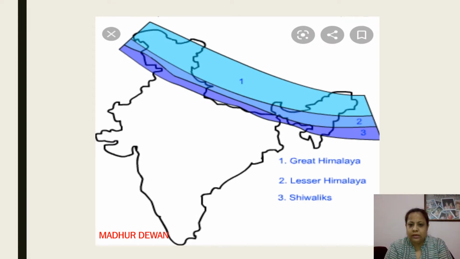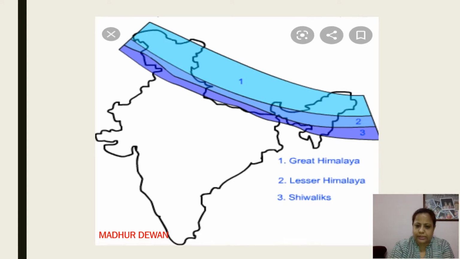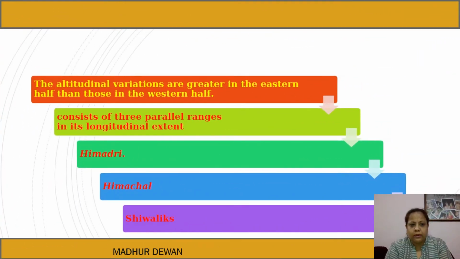We can see the three ranges, the Great Himalayas, the Lesser Himalayas, and the Shivaliks in this map. The Great Himalayas are broader ones. Then we have the Lesser Himalayas, and in the last we have Shivalik. So the altitudinal variations are greater in the eastern half than those in the western half. You have just now seen the three parallel ranges, Himadri, Himachal, and Shivaliks, we are going to study today.